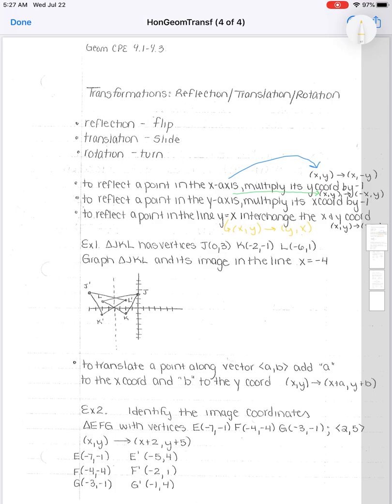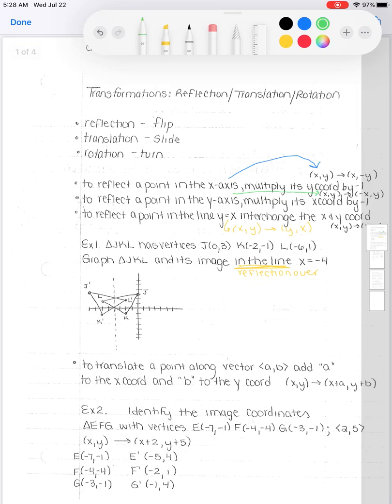So it's going to say, for example, triangle JKL has vertices J at (0, 3), K at (-2, -1), L at (-6, 1), and we're going to graph triangle JKL and its image in the line x equals -4. So that does not sound proper in terms of math, but it is. When they say in the line, that means a reflection over. That's just mathematically how it's written. So x equals -4 is not the x-axis, it's not the y-axis, and it's not the line y equals x.